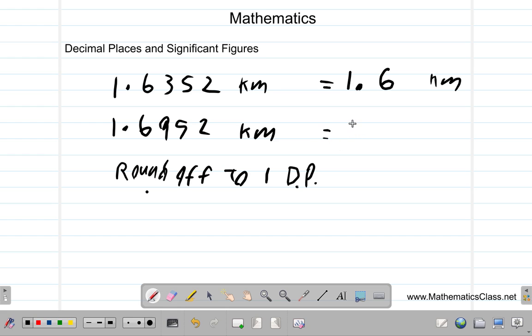But suppose it is the other number, and you say 1 point 6, let me write it down. This would be wrong. If you follow the convention, you're supposed to write 1.7 kilometers, and that would be right. But what makes it so?